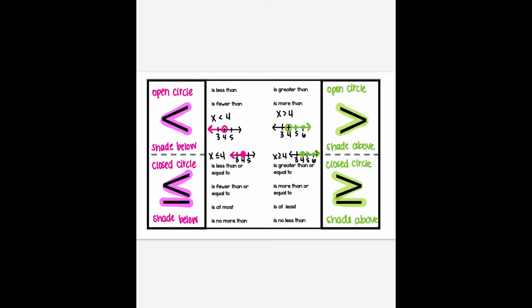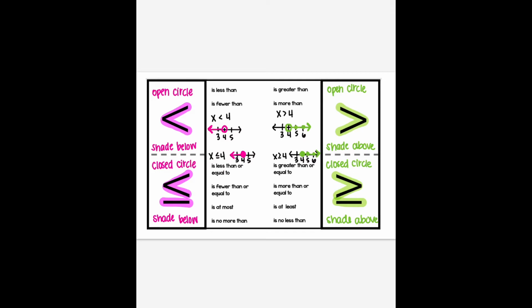So starting at the top left, we have the less than symbol. It kind of looks like if you make an L with your left hand, your pointer finger and your thumb make an L. It's kind of that same shape. So if you ever forget, that's an easy little trick to remember it.